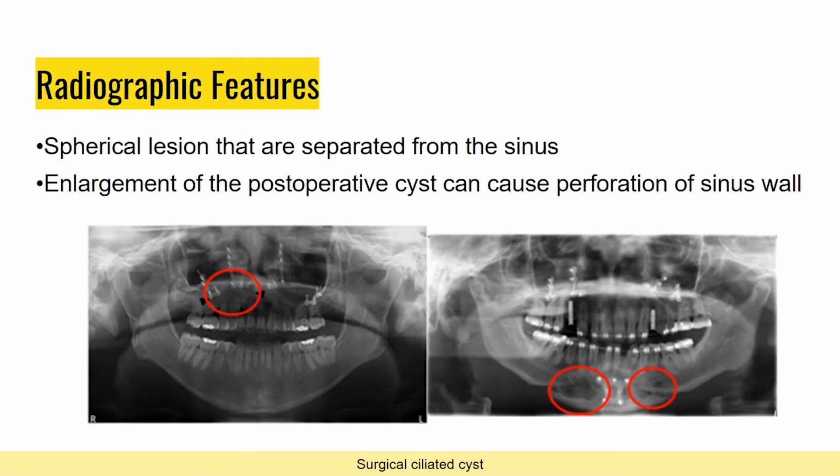Radiographic features: it appears as a spherical lesion that is separated from the sinus. Enlargement of the post-operative cyst can cause perforation of the sinus wall. In the radiograph, you can see that the one circled in red shows the radiolucent spherical lesion in the maxillary sinus, whereas on the right it shows an ectopic ciliated cyst which appears in the mandible when the respiratory epithelium was transplanted from the Le Fort I osteotomy in the maxilla to the mandible during the genioplasty procedure.